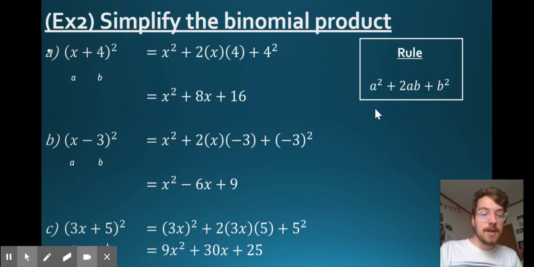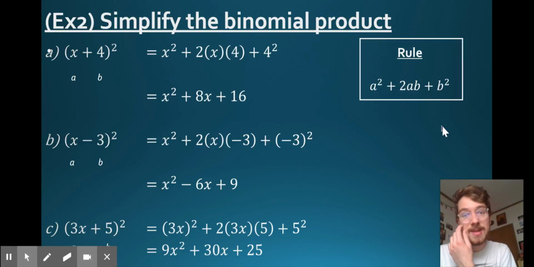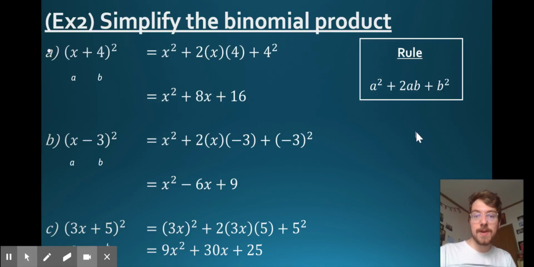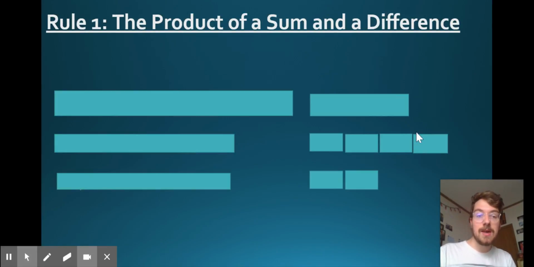So I'm never going to expect you to distribute with these. You can if you want to, but you have a really nice rule that's going to help you out way faster and just be a nice shortcut in general. And I know distributing can be kind of tricky for some people, so I really love this rule a lot. So that is our first one. Let's get into our second one.